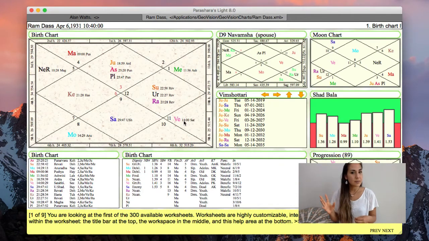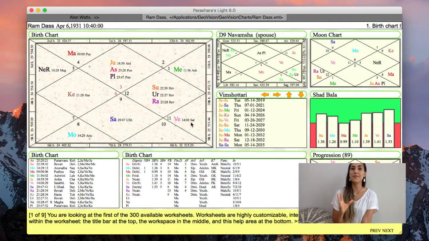Keep in mind, not every planet has them, just the ones I've mentioned. Now, looking at his Jupiter, it's going to aspect 5 and 9. So Jupiter is also aspecting the 5th house. It's going to give him this creativity, interest in spiritual literature. It's going to give him intelligence. The 5th house is also intelligence. And then, of course, it's also aspecting the 9th house because 7, 8, 9.